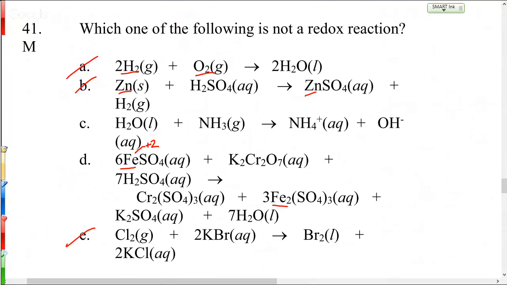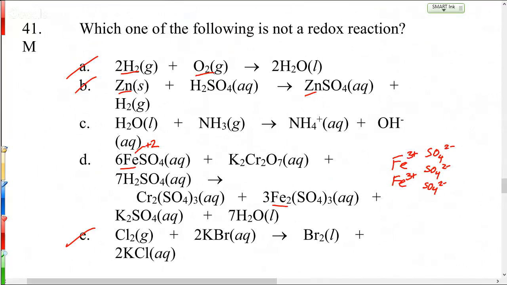Let's write it out. So in that compound, we've got 2 irons, Fe2, and then SO4 3. We know SO4 is -2. So what does iron have to be to make a neutral compound? +3.